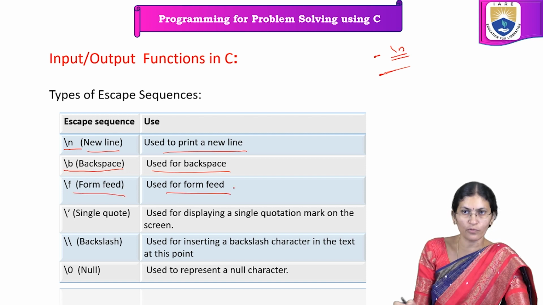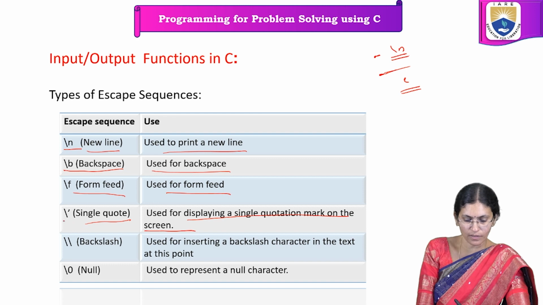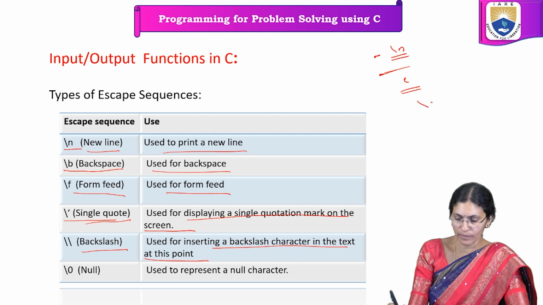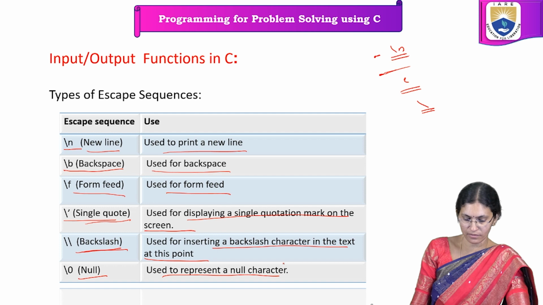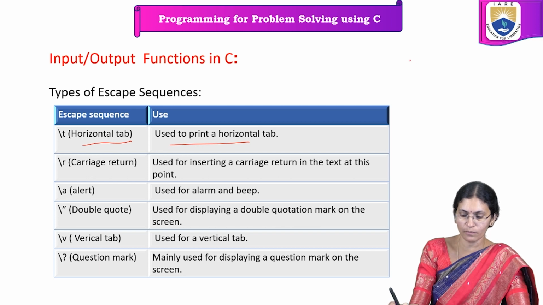Then form feed is used for form feed. Next, single quote is used for displaying a single quotation mark on the screen. Suppose in the output we want to display single quotes; that can be done with the help of this escape sequence. Next, backslash is used for inserting a backslash character in the text. Suppose in the text we want to insert a backslash character, that can be done by using the backslash escape sequence. Next is null. It is used to represent a null character. Next, horizontal tab is used to print a horizontal tab. Suppose in the program you want to give a space between two strings, that can be done with the help of horizontal tab.